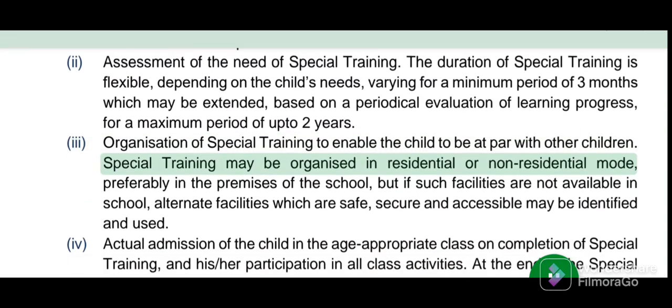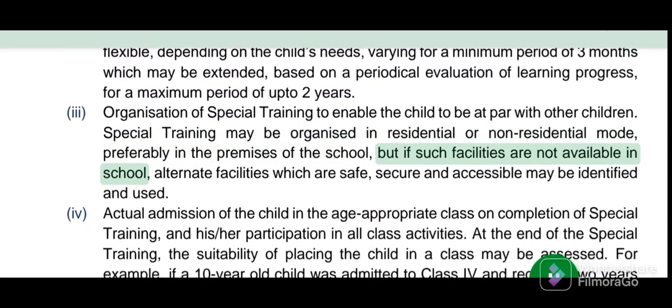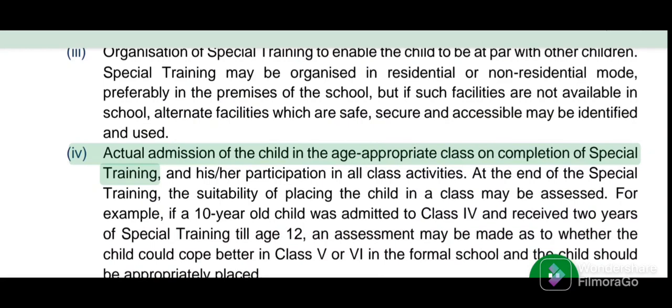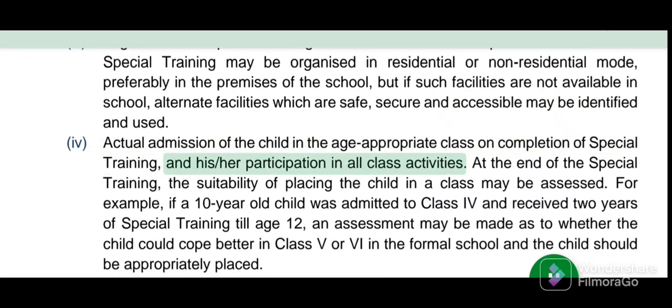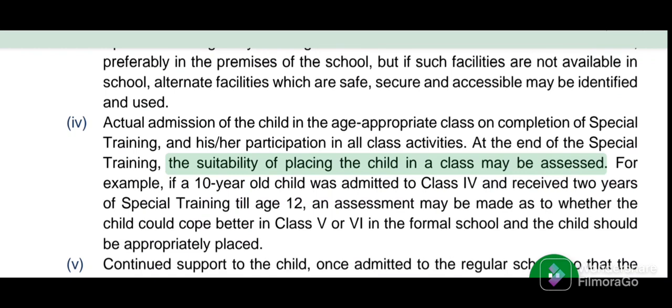Special training may be organized in residential or non-residential mode, preferably in the premises of the school, but if such facilities are not available in school, alternate facilities which are safe, secure and accessible may be identified and used. Actual admission of the child in the age-appropriate class on completion of special training, and his/her participation in all class activities. At the end of the special training, the suitability of placing the child in a class may be assessed.